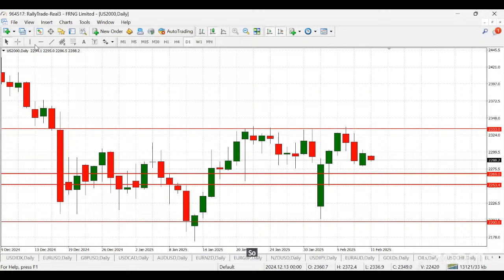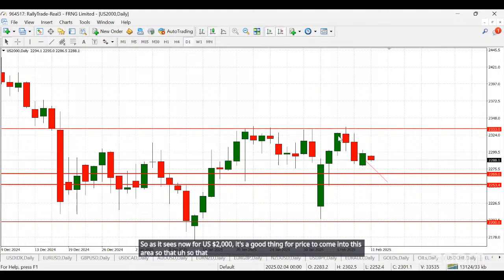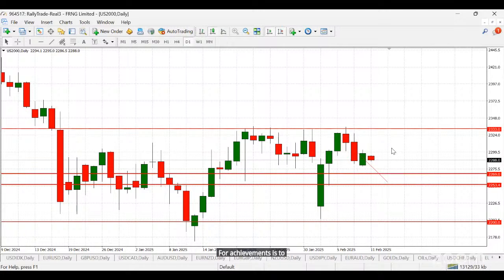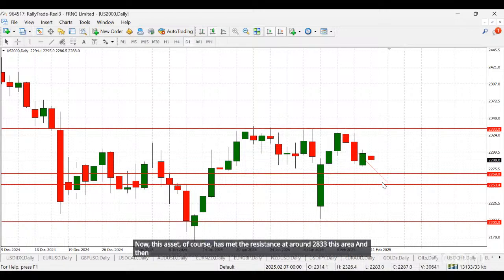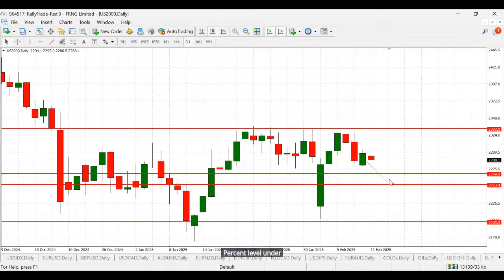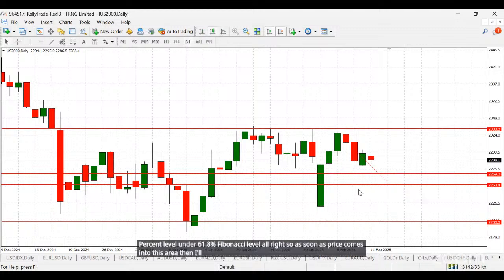So as it is now for US 2000, we're waiting for price to come into this area so that the retracement is complete at this region, and then we can look for entry opportunities to take advantage of the bullish move that we had. Now, this asset has met a resistance at around 23.33, this area, and then we're seeing this retracement. So in order for me to jump into this trade, I need price to complete the retracement. This is the 50% level and the 61.8% Fibonacci level. As soon as price comes into this area, I'll look for entry opportunities within it.